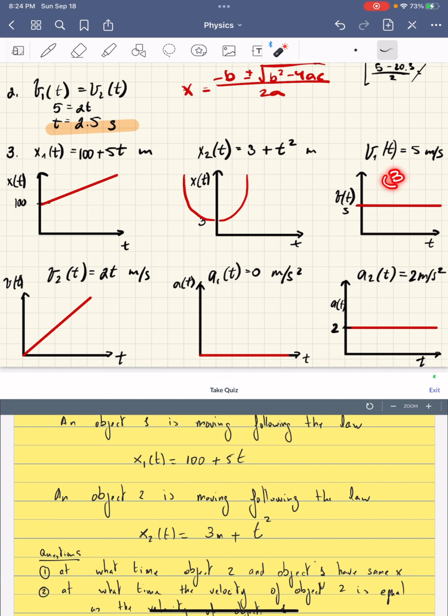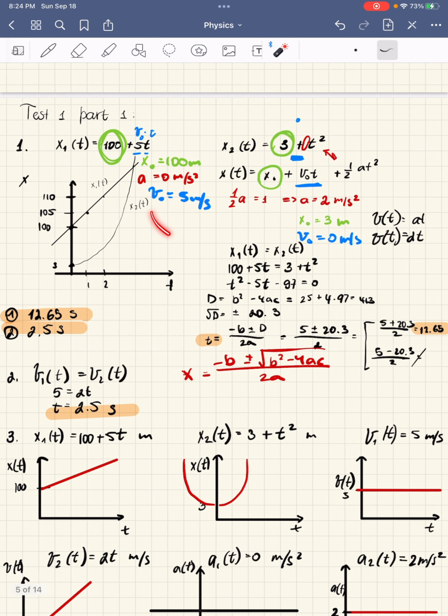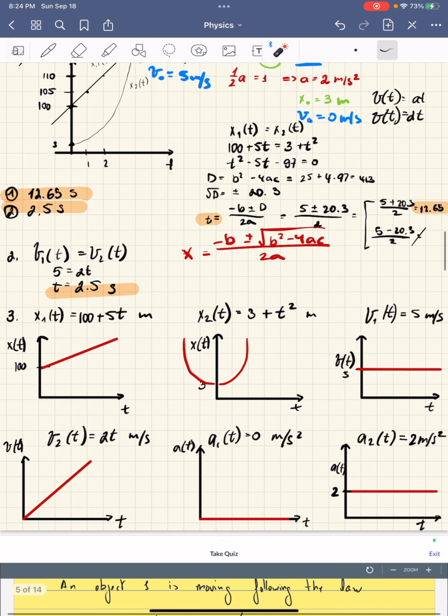Moving to the third, we'll have v1 of t, which is 5 meters per second, and we found it right here. So the object is always moving with the same speed. It means a constant. So the x-axis is t as always, the y-axis is v of t, which means velocity. So we know that velocity is always 5 meters per second, so it's going to be just a straight line. The speed is not changing, it's not going up and down, just going straight.